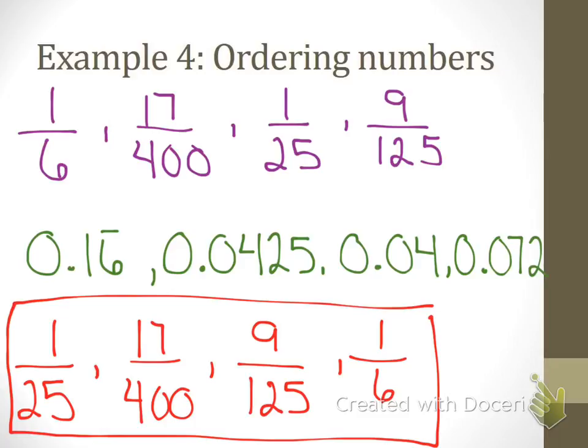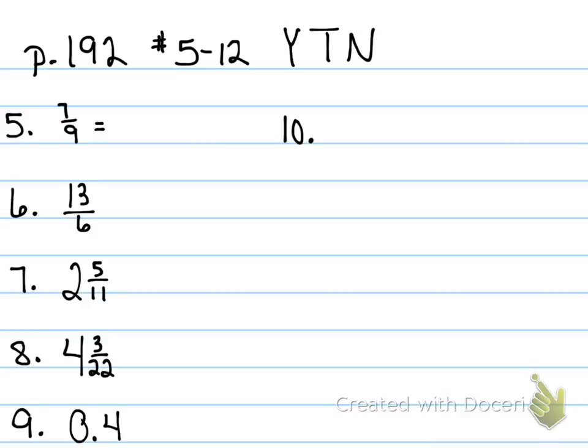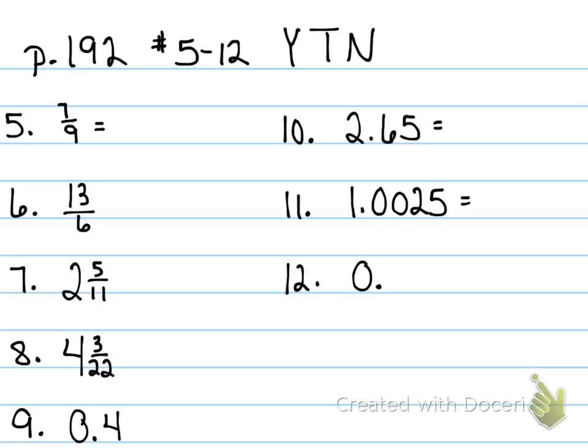All right, we've got about 3 minutes left in class. I want to just try to do some of these problems. We might not get to all of them, but I want you to try to convert. We're on page 192 in your books. Numbers 5 through 8, we're writing the fraction as a decimal. Numbers 9 through 12, we're writing the decimal as a fraction. All right, let's try to do some of these.